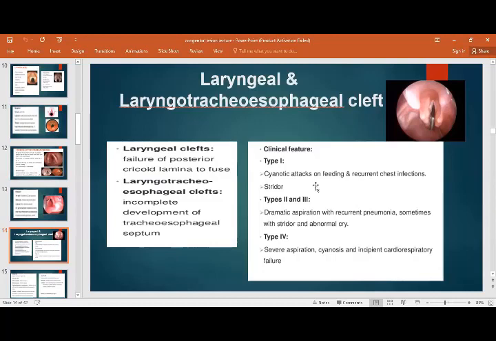Recurrent, because whenever they have a feed, some of it trickles into the trachea, and then immediately coughing starts, cyanotic spells occur, recurrent chest infection, and sometimes stridor also. In type 2 and 3, if the gap is more, then there is aspiration, which is life-threatening, with recurrent pneumonia, stridor and abnormal cry of the patient. And type 4 has severe aspiration, cyanosis, and incipient cardiorespiratory failure. In this type 4, there's a high rate of mortality in these children.